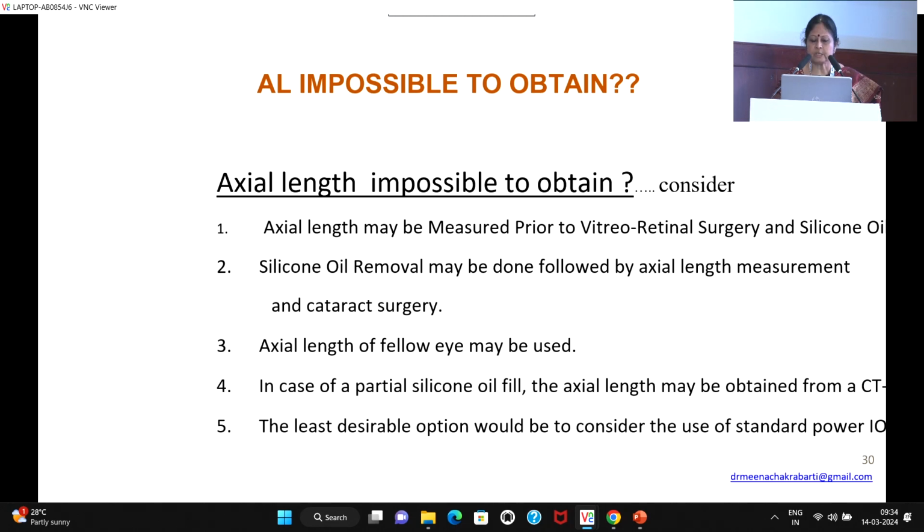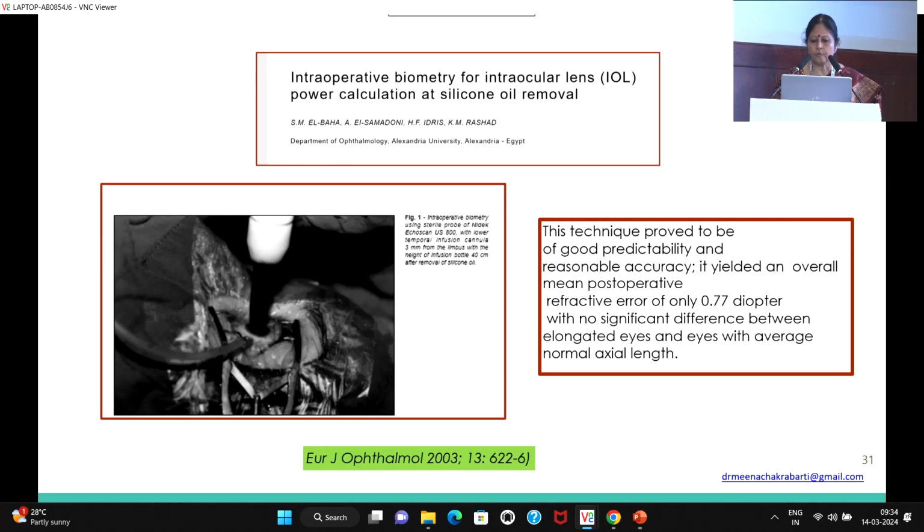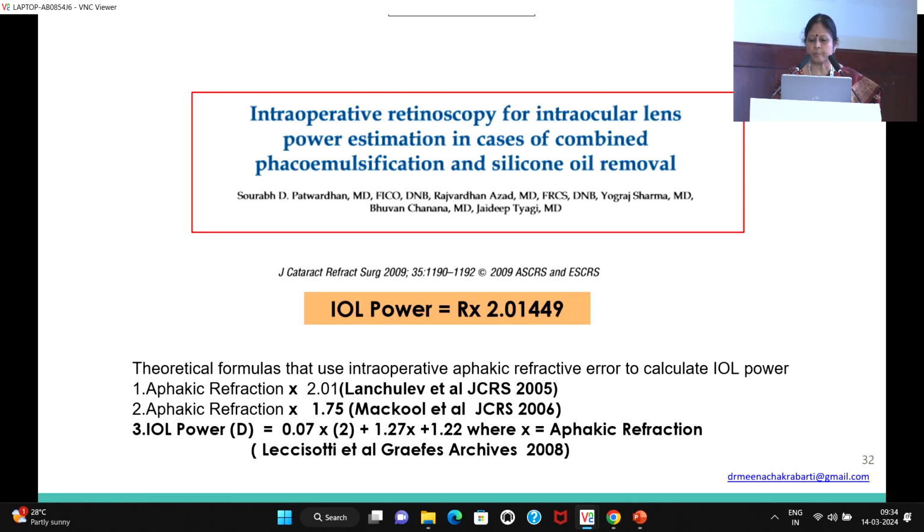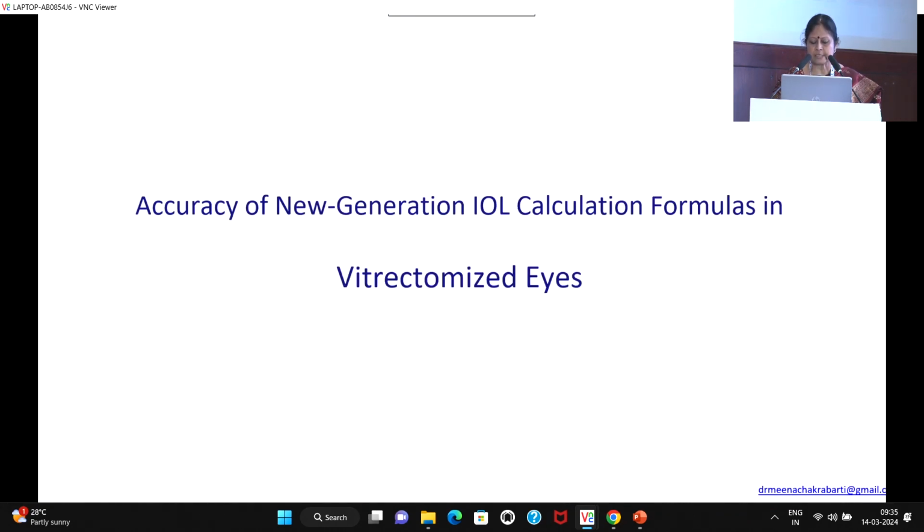There are certain situations when the axial length is impossible to obtain. In such a situation, you can use a CT scan to measure the axial length, or you can go for an intraoperative biometry or an intraoperative retinoscopy, making use of the following formula to calculate the axial length.